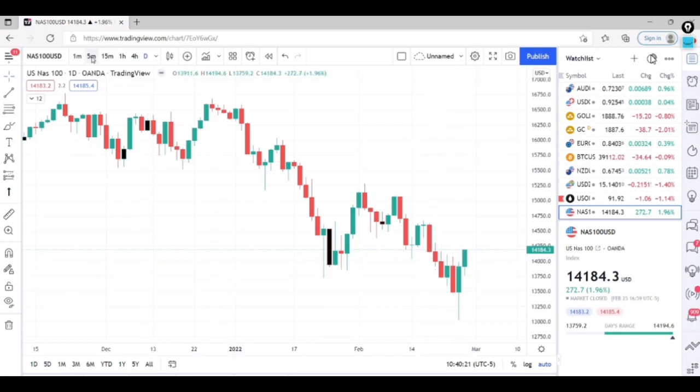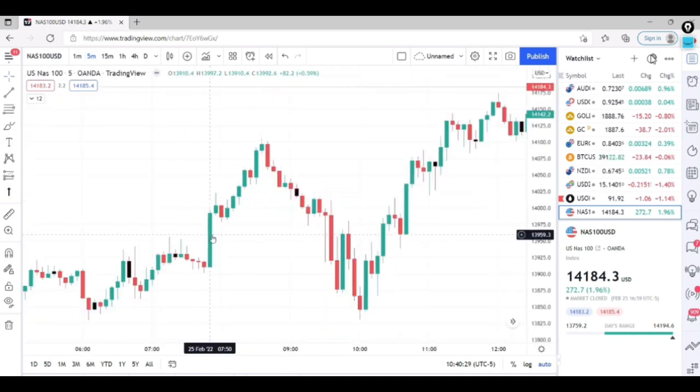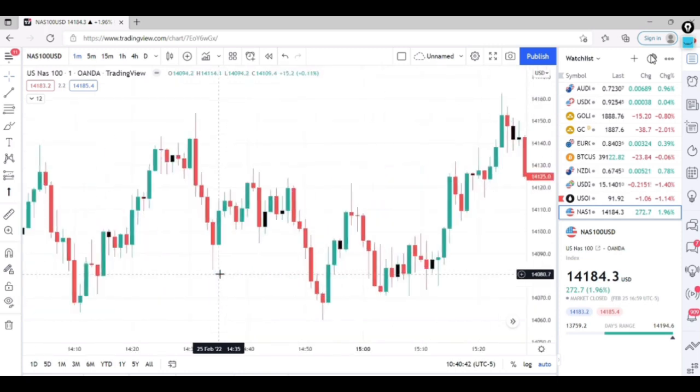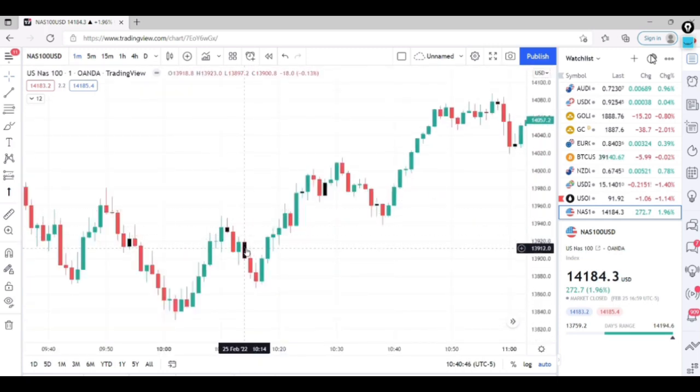Now when we go to the 5-minute chart, every candle is 5 minutes. So right here, this is 7:50 a.m. This is 7:55 a.m. This is 8 o'clock. So every candle is 5 minutes. Same thing with the 1-minute chart. We go to the 1-minute chart, every candle is 1 minute. So this right here is 10:14. This right here is 10:15, and so on.